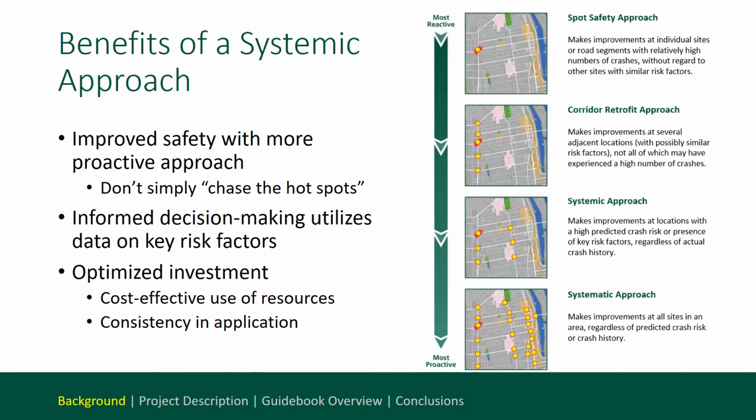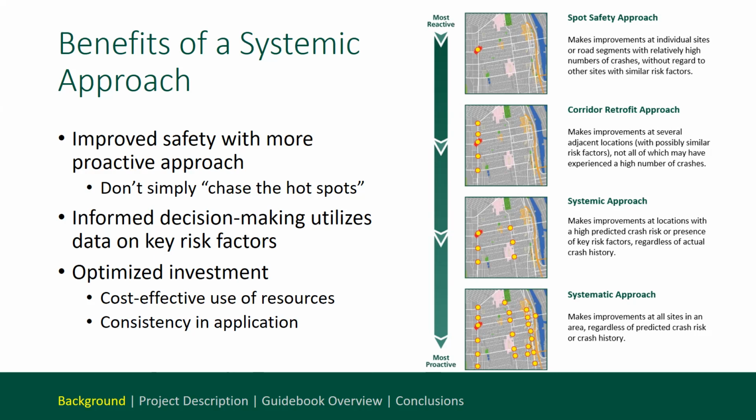Okay? So here is what the benefits of a systemic approach are. You improve safety with a more proactive approach because you're not simply chasing the hotspots where crashes have already happened and you're just trying to fix them. You're not chasing your tails with these hotspots. You make informed decisions, utilizing data on key risk factors, and you're able to optimize the investment because you're able to look at cost effectiveness and use of resources, and you have more consistency in application rather than just saying we saw more crashes here, so we're just going to go ahead and fix that.